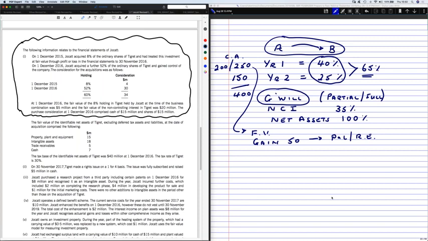On the 1st of December 2015, Jockat had acquired 8% of the ordinary shares of Tigray and had treated this investment at fair value through profit and loss in the financial statements to the 30th of November 2016. What's the relevant standard there, please? They acquired 8% and treated this at fair value through P&L. What's the relevant standard? IFRS 9. Yes, IFRS 9. Very good.